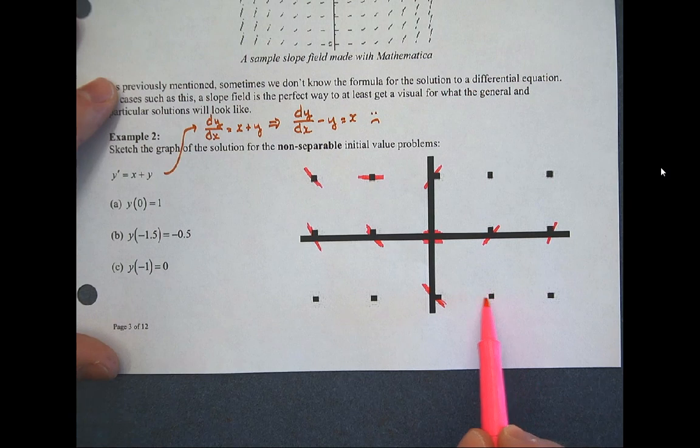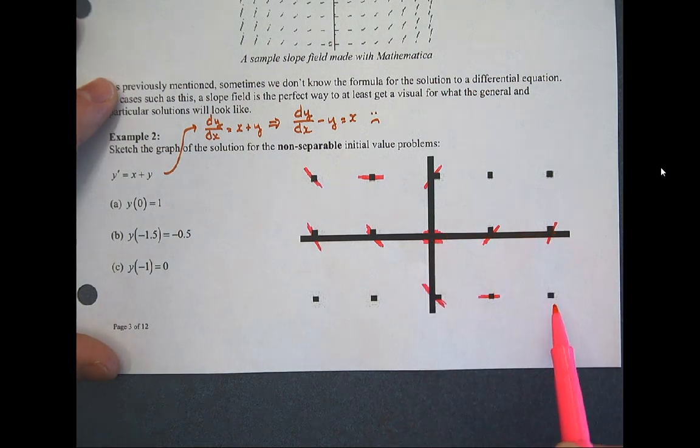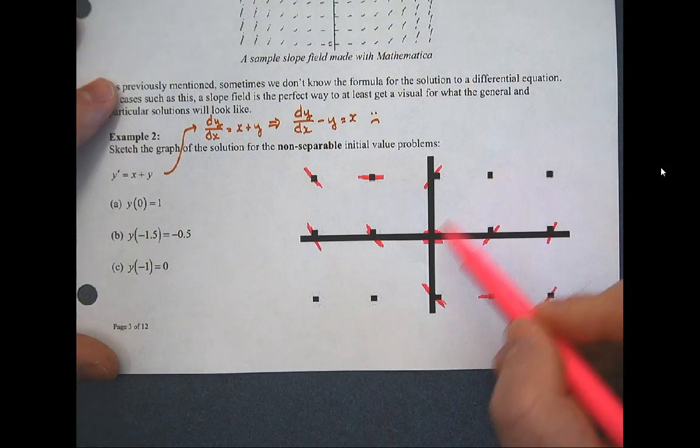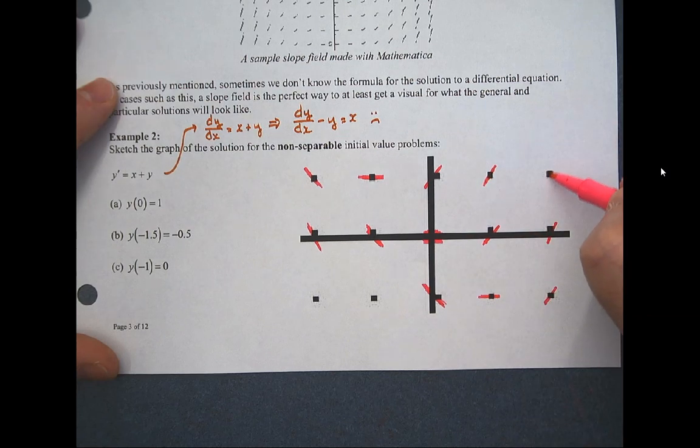I'm guessing this is 0. Right, 1 and negative 1. This is 2 and negative 1, so that's 1. This is 1 and 1, so that's 2. Oh boy, this is 2 and 1, so that's 3.